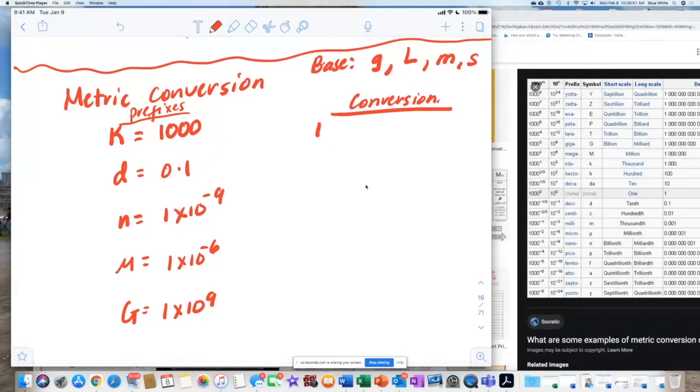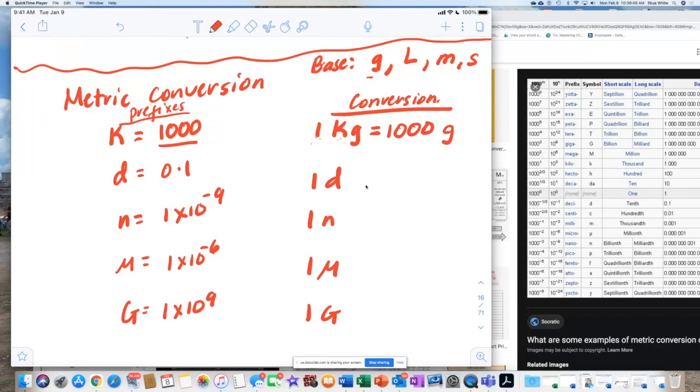Remember, the metric prefixes tend to be paired with the base units. For my first conversion, write the number, usually 1. All of these tend to start with 1. Then pick the prefix, and then the base unit. I'll go with grams: 1 kilogram equals. On the right, only write the base unit, not the prefix. In place of the 1 and the prefix, write what the prefix stands for. Since K stands for 1,000, you can write 1,000 grams. Then 1 deci, 1 nano, 1 mu, 1 giga, like that.